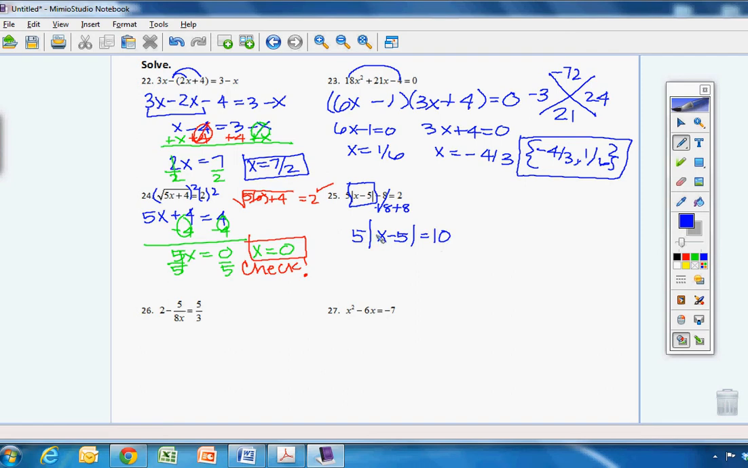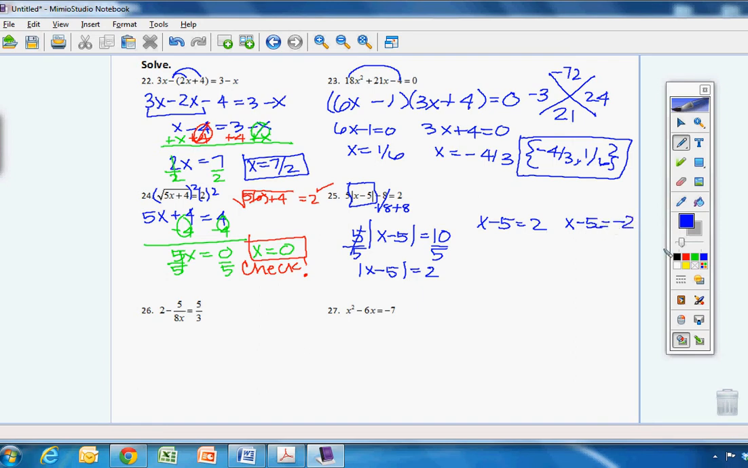Now this is being multiplied to this, so I have to divide it out to cancel it out. So now I have x minus 5 equals 2. So finally my little jail cell, my guy can come out of my absolute value, and he's going to go positive, or he could possibly be negative.